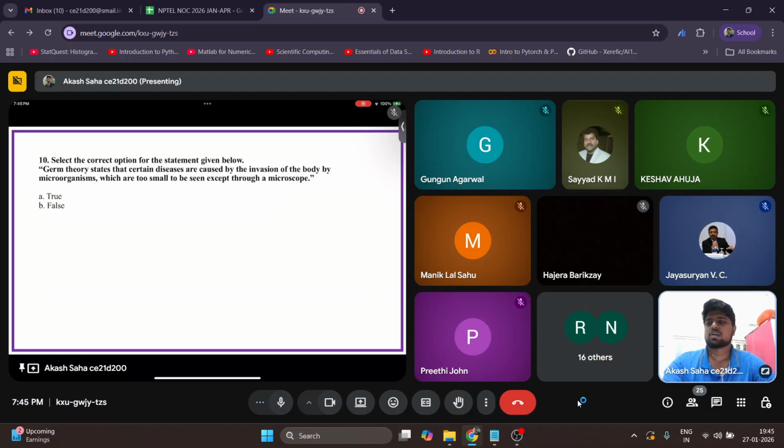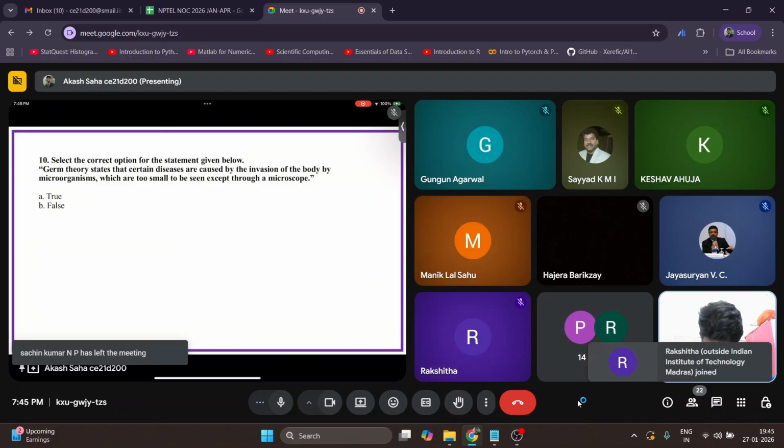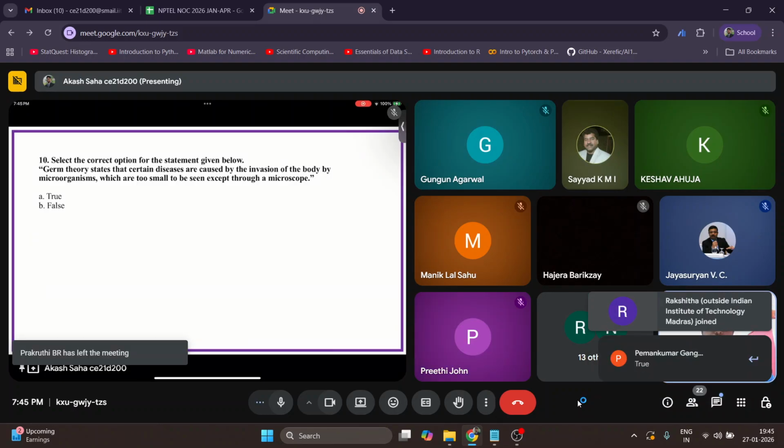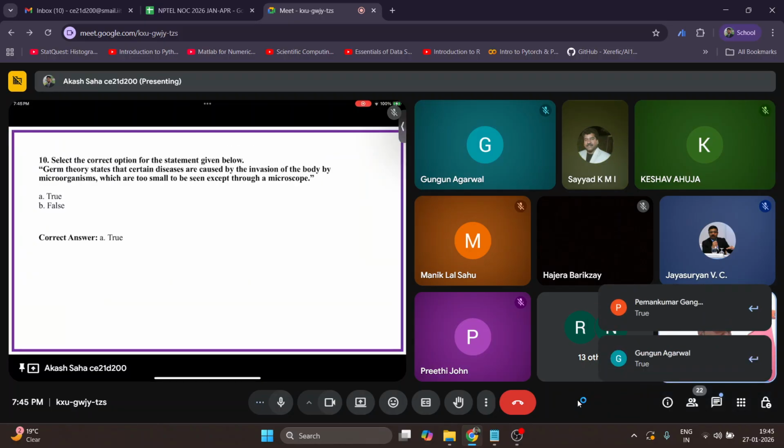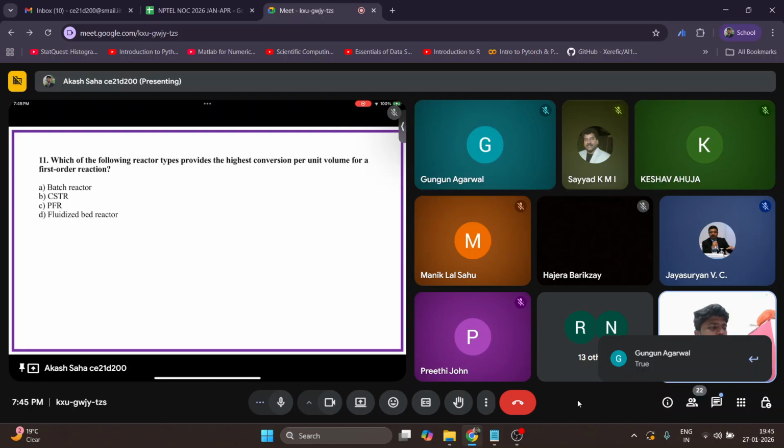Next, select the correct option for the statement given below. Germ theory states that certain diseases are caused by the invasion of the body by microbes, which are too small to be seen except through a microscope. So, what do you think? Is it correct? True. This is very easy, there is nothing much to discuss in this. So, this is true.